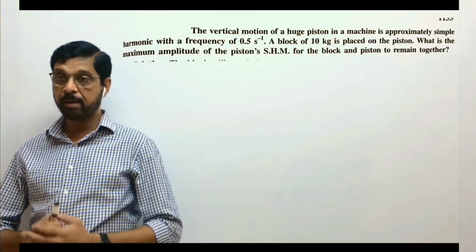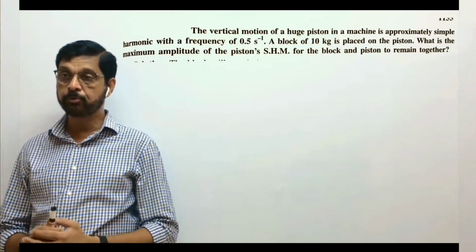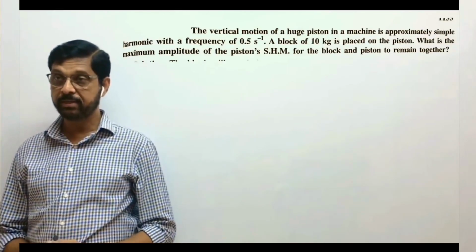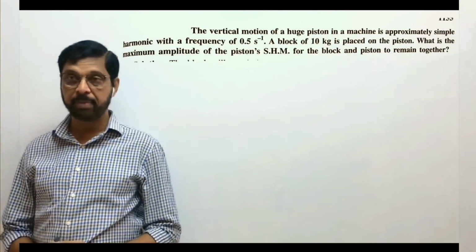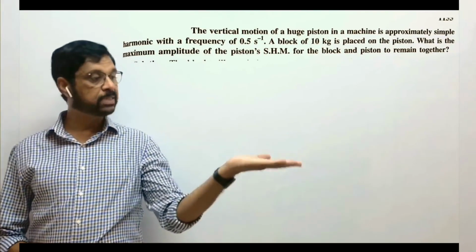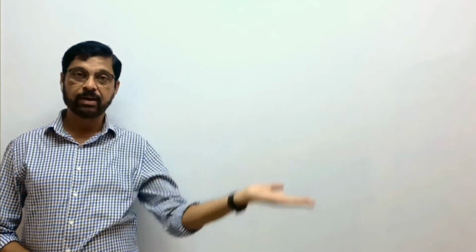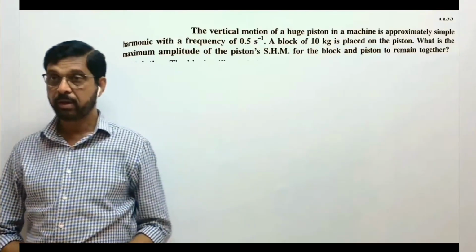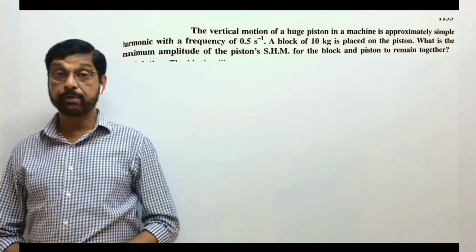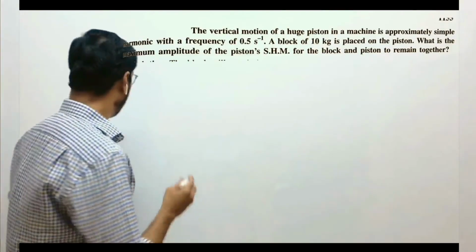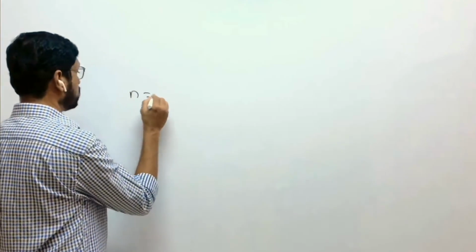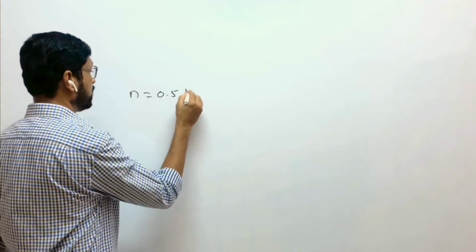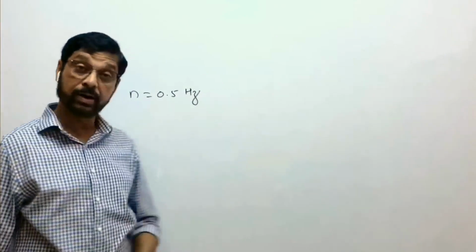The vertical motion of a huge piston in a machine is approximately simple harmonic. एक पिस्टन है, उसका मोशन कैसे हो रहा है? वर्टिकल मोशन. And that vertical motion is approximately simple harmonic, okay, with a frequency of 0.5 per second. The frequency of that oscillation is 0.5 per second, means 0.5 hertz.